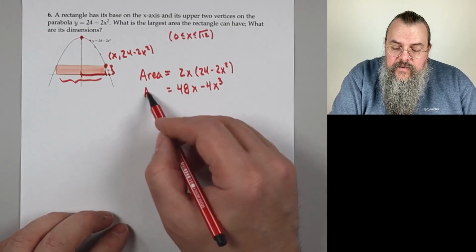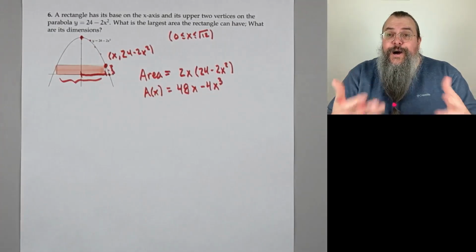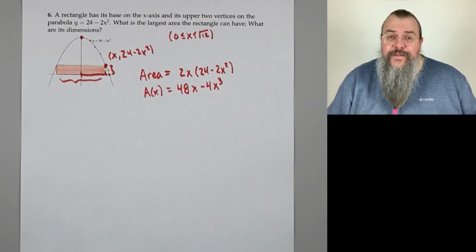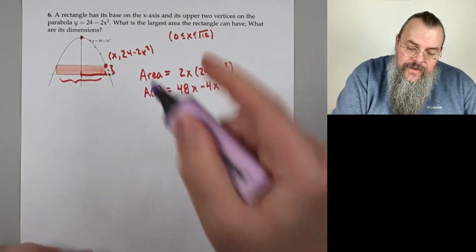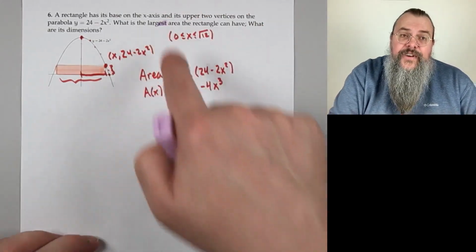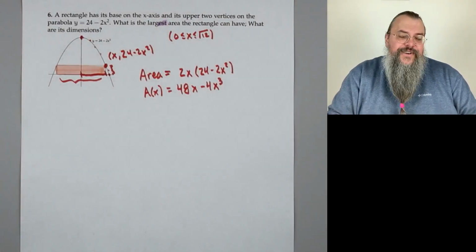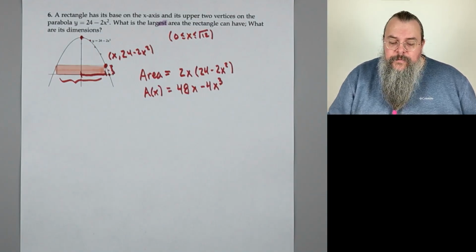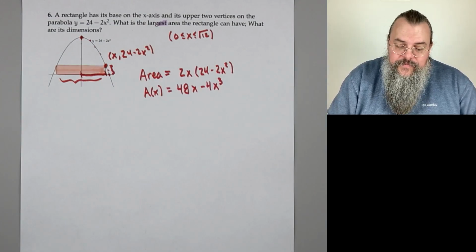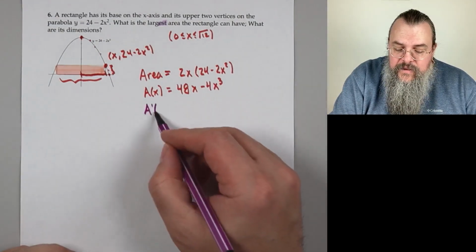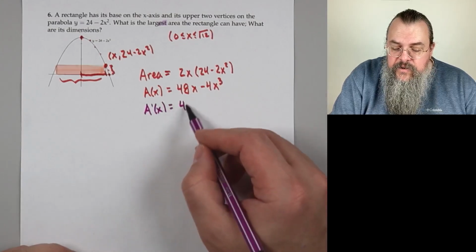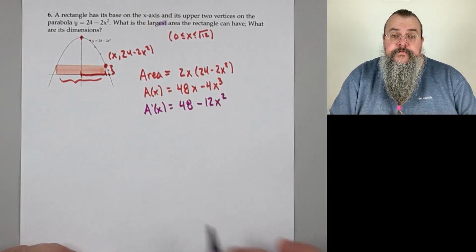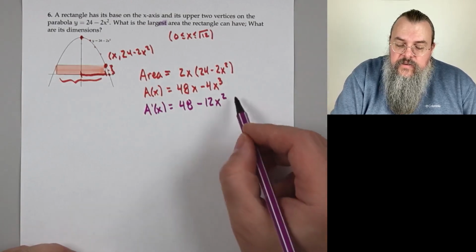So think of this, we'll call this A of x. And we're trying to optimize it. Now, how do we know we're trying to optimize? What is the clue that this is an optimization problem? Well, you notice there's an "est." Whenever you see an "est," you know you're trying to do some kind of optimization. Okay, so we now take our derivative. So A prime of x would be 48 minus 12x squared. And we set this equal to 0.